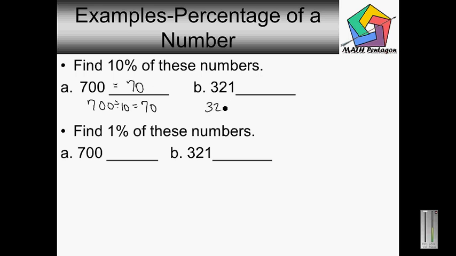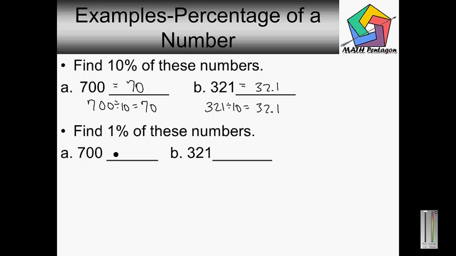For 321, we're going to divide by 10, which is going to give us in our calculator 32.1. So the answer would be 32.1.